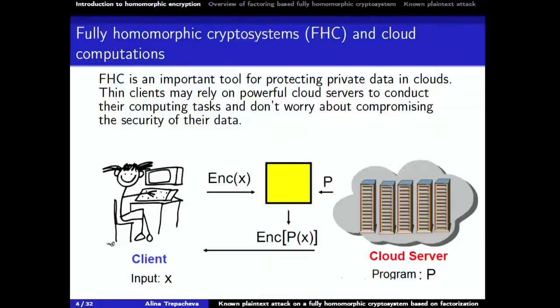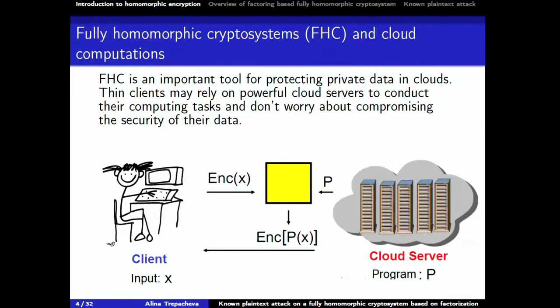Here the most important thing is a fully homomorphic cryptosystem. A fully homomorphic cryptosystem allows us to compute an arbitrary function of encrypted data. It's of key importance because such a cryptosystem may allow us to make cloud services more secure.